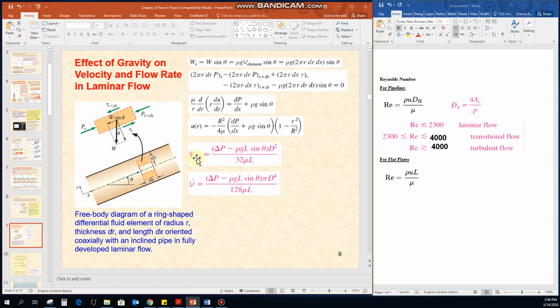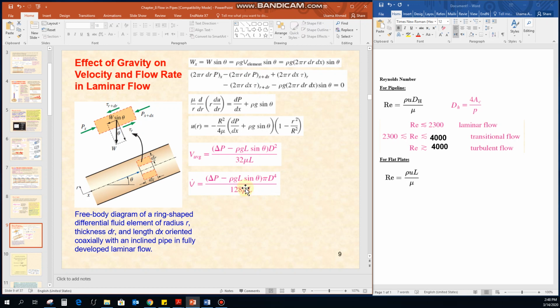These will be directly provided to you. The average velocity is equal to (delta p minus rho g L sine theta) d squared divided by 32 mu L. So if you know the length of the pipeline, the delta p across the pipeline, and the viscosity of the fluid, you can estimate the average velocity of the fluid within the pipeline. Similarly, for the volumetric flow rate, you use (delta p minus rho g L sine theta) pi d squared divided by 128 mu L. You can directly use this explicit equation to estimate the volumetric flow rate of a fluid within the pipeline.